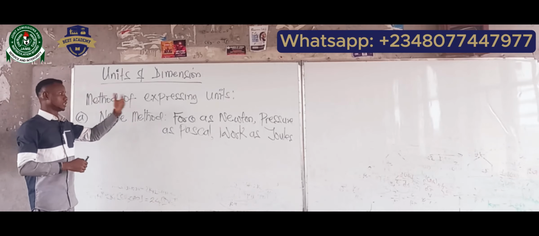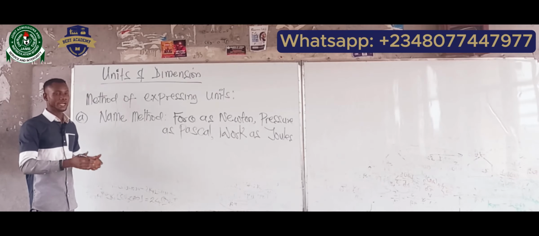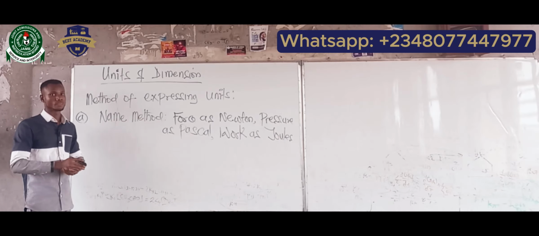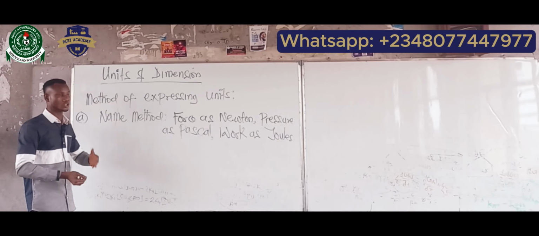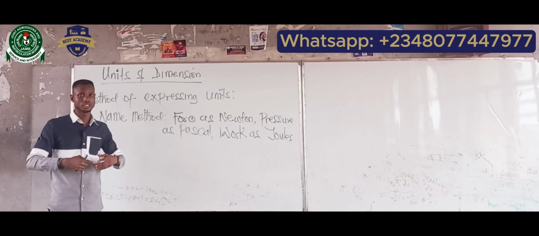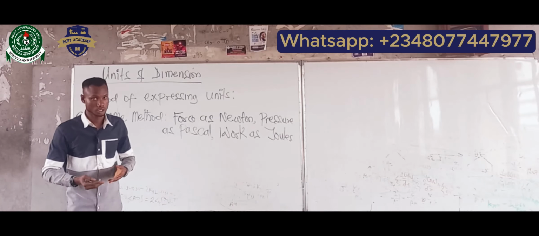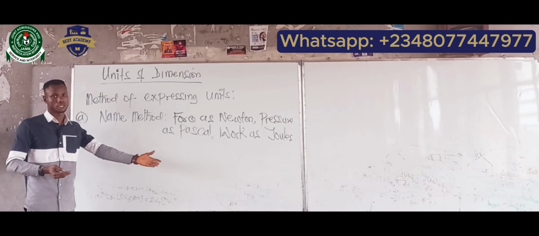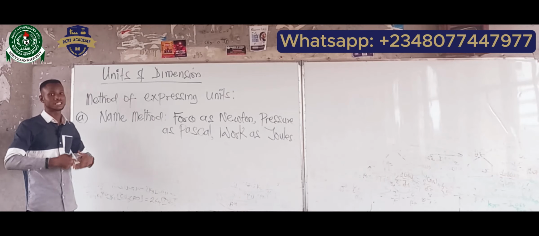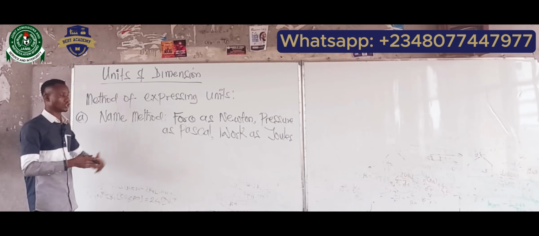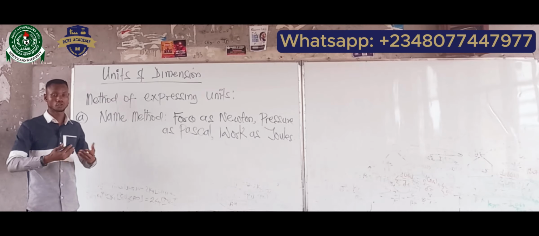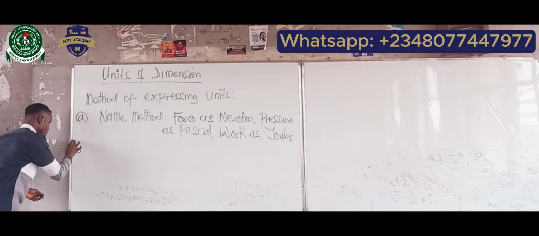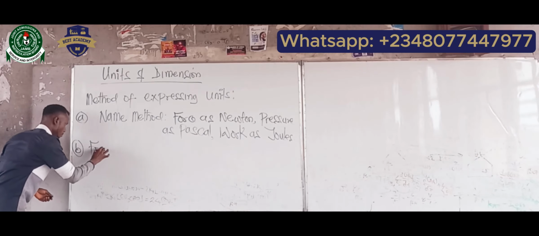Why is it that in physics you don't always use the name method? Why is it invalid? Sometimes two persons might discover a particular unit, so at that point you can't say whose name to use. Please take note of this. That is actually why name method is invalid. We always use formula method in expressing units. So let's take the next one here, formula method.